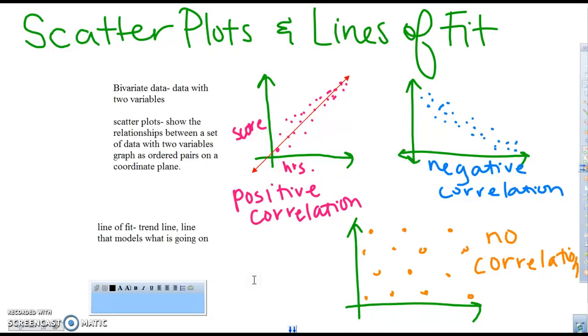Not all of those dots in the positive correlation are on the line. And you will always have things that do not really fit to the line when we're talking about scatter plots. But the general idea is that the more you study, the higher your score is. It's increasing, it's positive. So I can draw that positive line of fit to get an idea of what's going on. Okay?